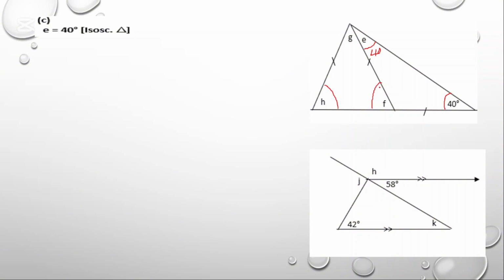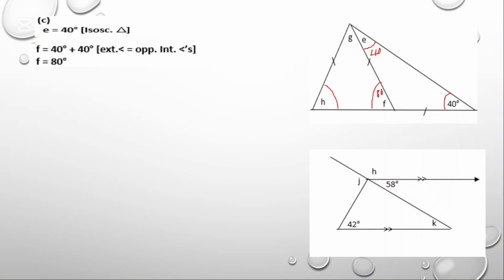Yes. F is the exterior angle of this triangle. So F is equal to the sum of the opposite interior angles. F is equal to 40 plus 40. Why? Exterior angle of triangles. The exterior angle is equal to the opposite interior angles. And F is equal to 80. So we have our 80 there.